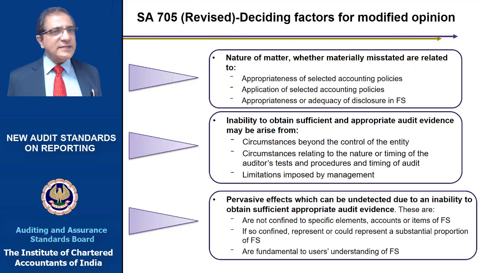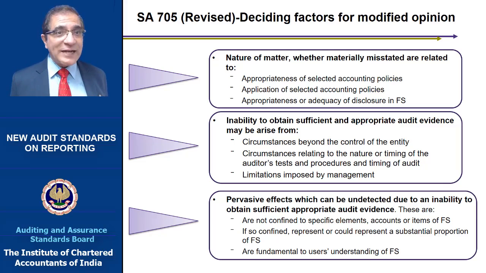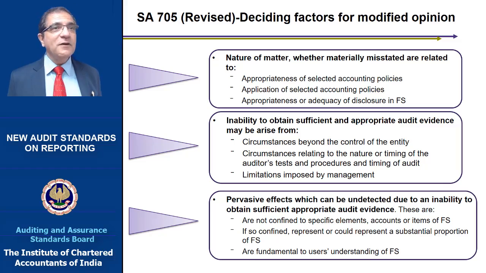So I discussed about this in the earlier slide. This particular slide will talk about the deciding factors for the modified opinion, depending upon the nature of matter, which would be whether materially misstated and related thereto, inability to obtain sufficient and appropriate audit evidence, and finally pervasive effects. We touched upon it in the earlier slide.